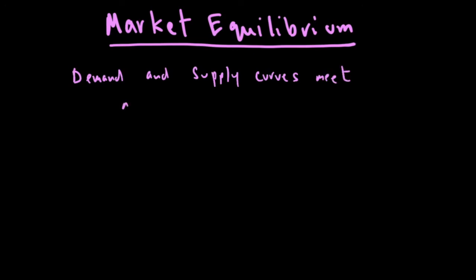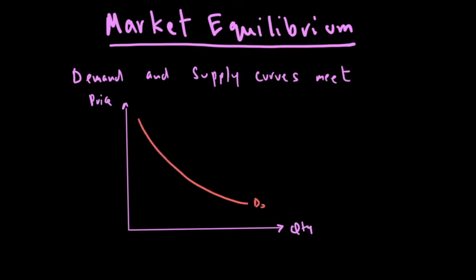So if we draw the diagram for market equilibrium, we'll bring both the demand and supply curve together to see the equilibrium price and equilibrium quantity. So let's draw the demand curve. Demand curve is downward sloping, supply curve is upward sloping, and where demand meets supply is the market equilibrium price P naught and equilibrium quantity Q naught.